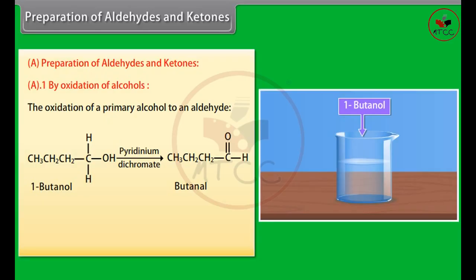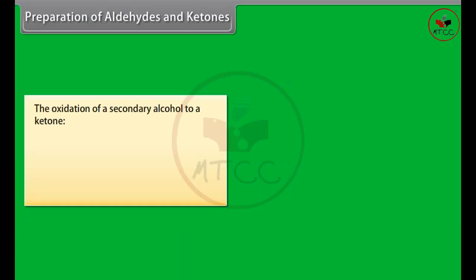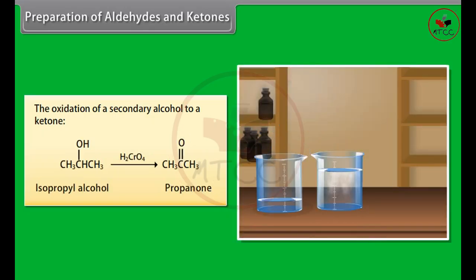Butanol is oxidized in the presence of pyridinium dichromate and forms butanal. A mild oxidizing agent must be used in the oxidation of a primary alcohol to an aldehyde. Otherwise, the aldehyde will be further oxidized to a carboxylic acid. The oxidation of a secondary alcohol to a ketone. On adding chromic acid to isopropyl alcohol, it forms propanone, which is a ketone.